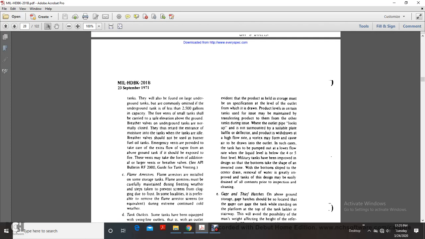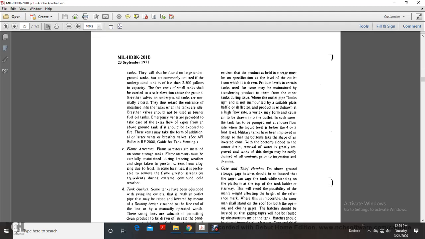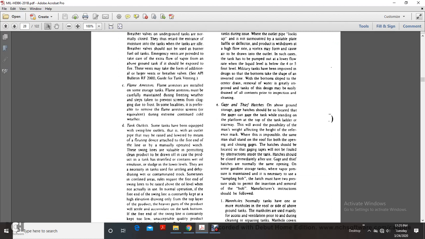The emergency vents are provided to take care of the extra flow of the vapor above the above ground tank. It should be exposed with the fire. These vents may be make the 4 or additional large vents of the breather valve of the API bulletin RF 2000 guide the tank venting. Flame arrestor. The flame arrestor is installed with some of the storage tank of the flame arrestor must be carefully maintained during the freezing mode of the step of the tank and prevent screens from clogging due to the frost. With some locality, the reliable to remove the flame arrestor screen with the other equivalent during extreme cold continued cold weather.